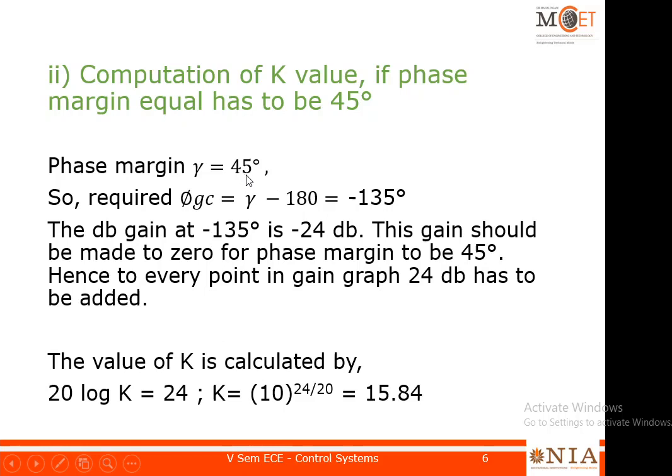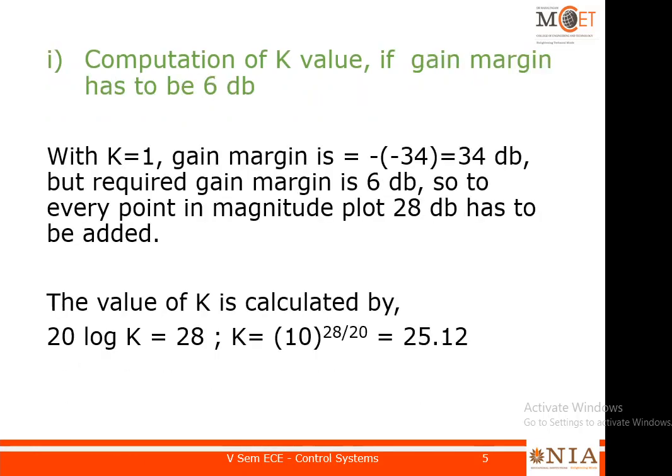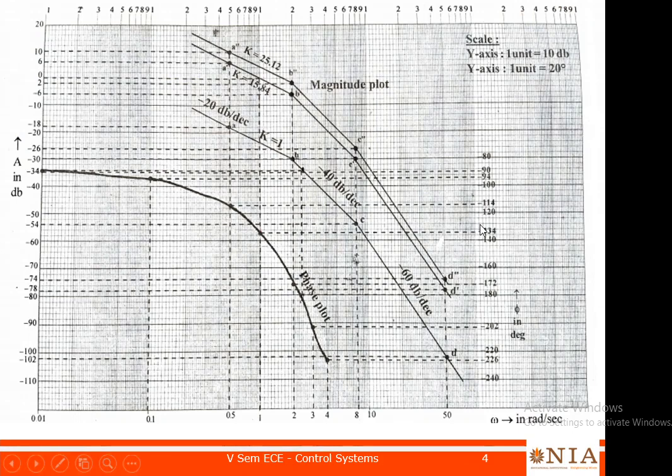I will tell you a simple thing. From minus 135 degree, draw a line to the phase plot. Come here, from the minus 135 degree line, hit the phase plot and go up to the magnitude plot and see what the magnitude is. I think it is around minus 24. Make that point 0 dB. If you make that particular point 0 dB, then your phase margin becomes 45 degree.